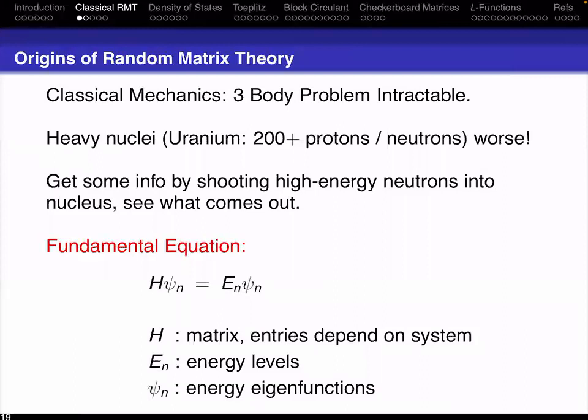So the fundamental equation in quantum mechanics is H psi n equals E n psi n. H is your matrix corresponding to the Hamiltonian of the system. The psi n are the energy eigenstates. The E n are the energy eigenvalues, or the energy levels. There are 2 things that prevent this from being solved or discussed in an introduction to linear algebra class. The first is H is infinite by infinite. And I believe most of the matrices you looked at were finite by finite. So that's the first difficulty.